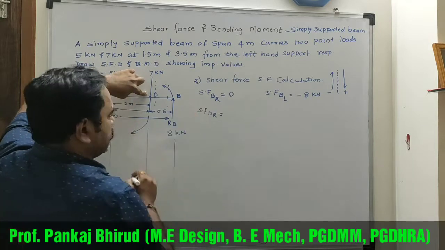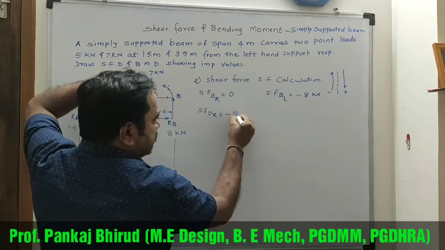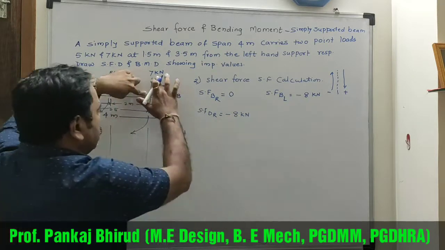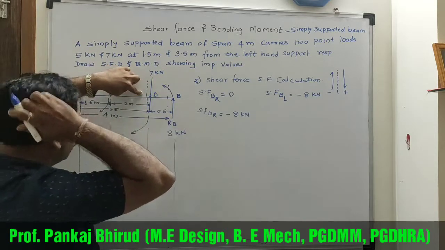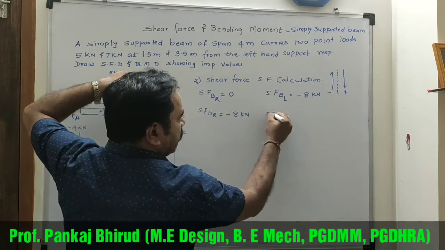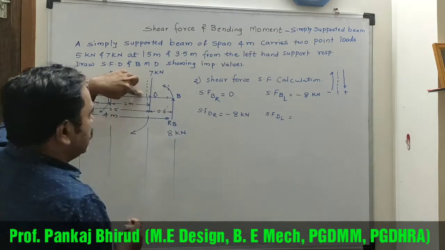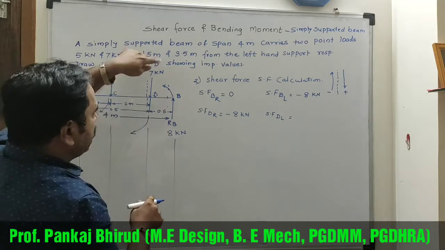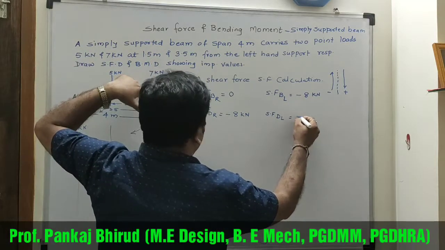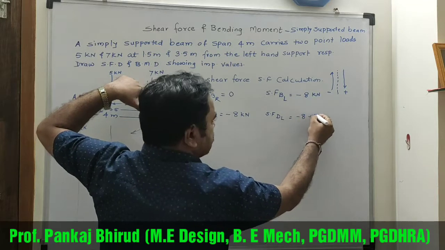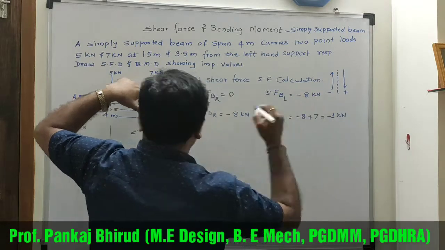SFDR is equal to, so the same one force acting in the upward direction, that is minus 8 kilonewton. Now take this section just left of D and calculate SF. So SFDL is equal to, now there are two forces, one upward and the second downward. So minus 8 plus 7, that is minus 1 kilonewton.